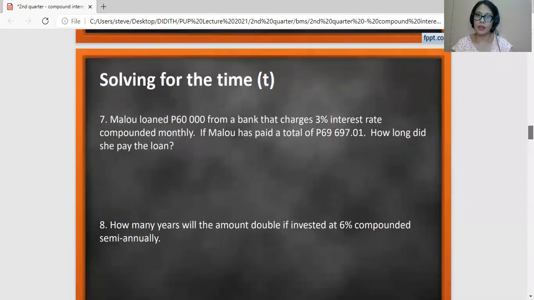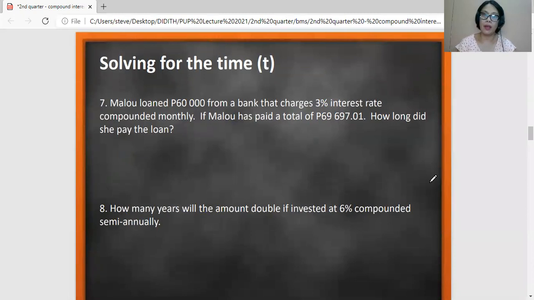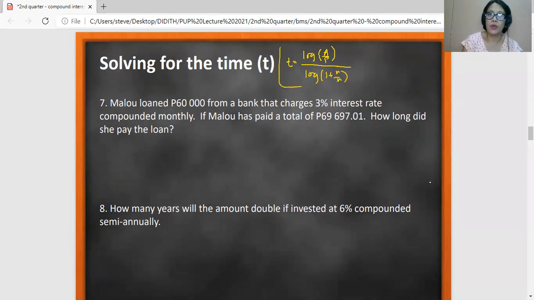Now, solving for the time from A here, we'll make use of some logarithms. T equals the logarithm of A all over P, all over the logarithm of 1 plus R all over N. Okay, so we're going to use this formula in solving for the time.